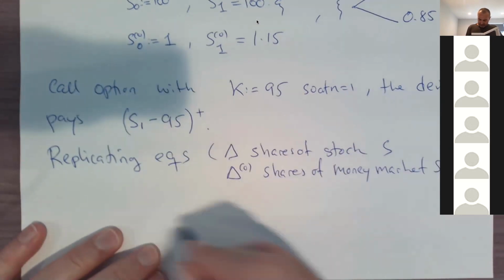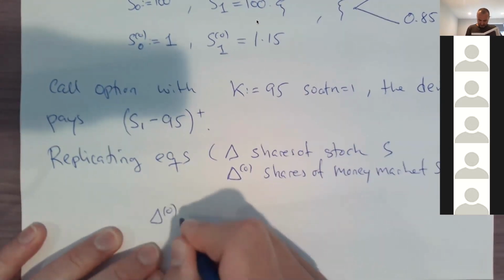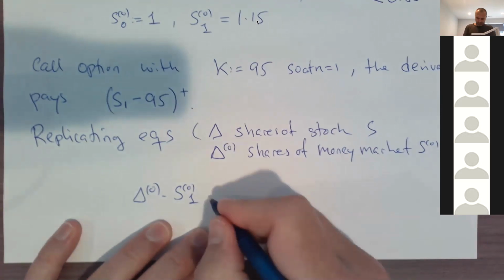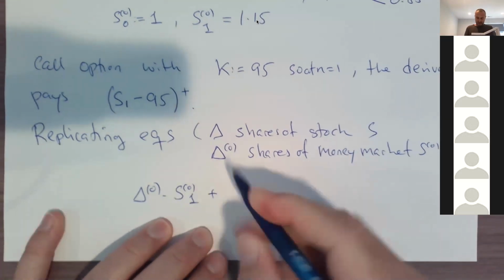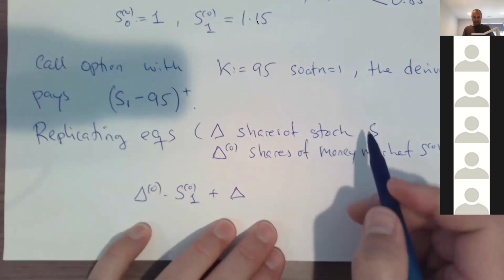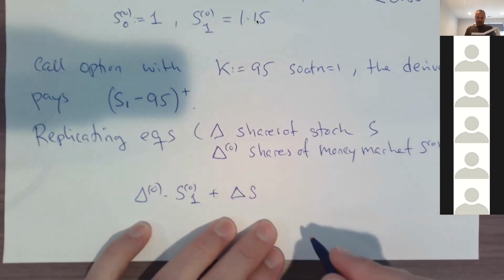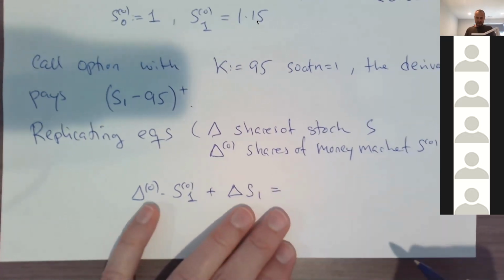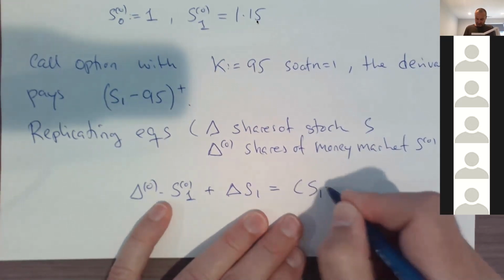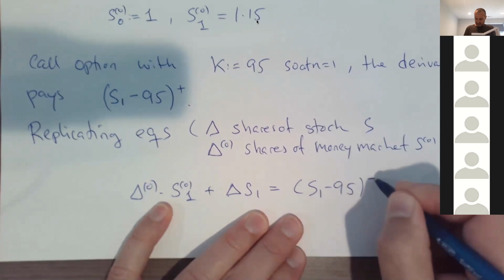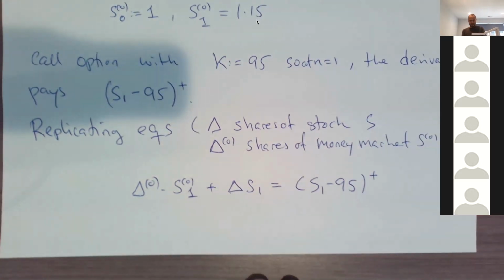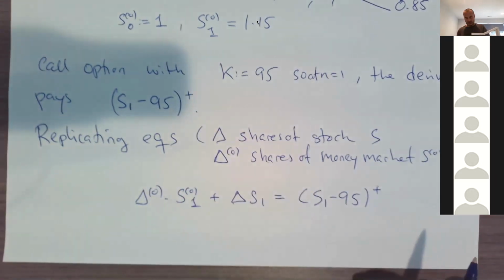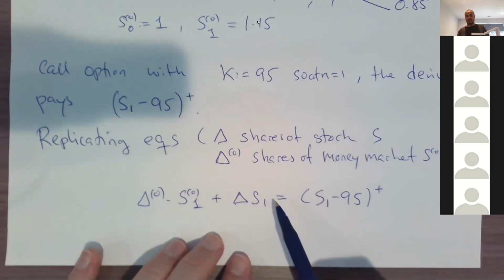So what the equations are, first we can write it as delta 0 times S0 at time 1, plus, this is the value of my money market account, plus delta times S1. Delta is the number of shares times the stock at time 1. This I want to be equal to S1 minus 95, positive part. And what I really have here is not one equation, but two equations. The reason I have two equations is because S1 can take on two values.